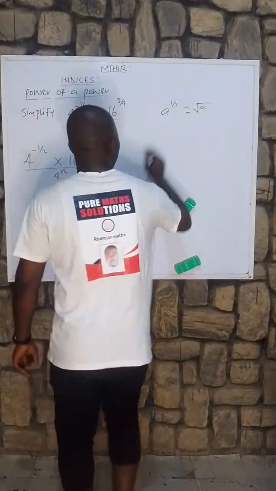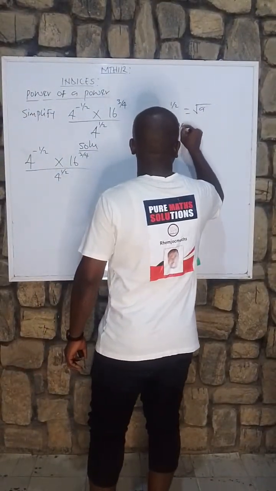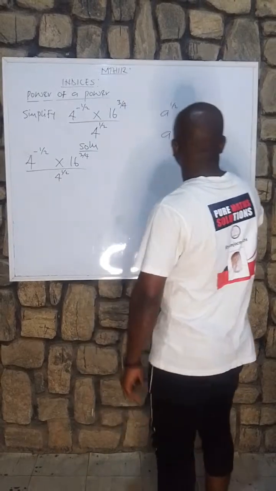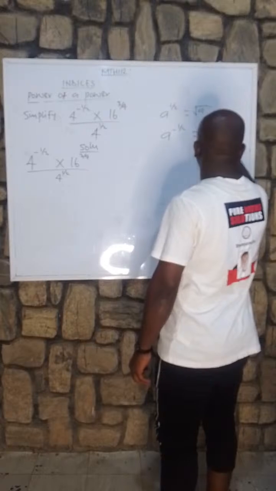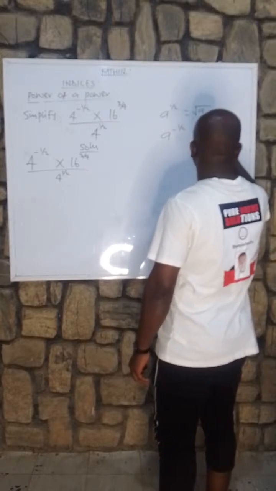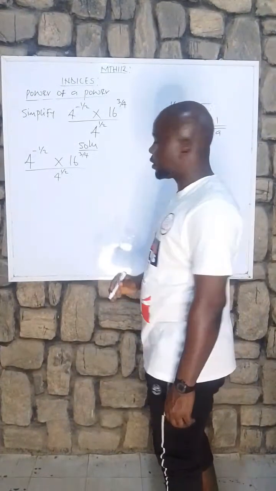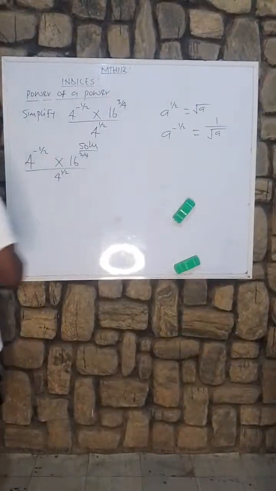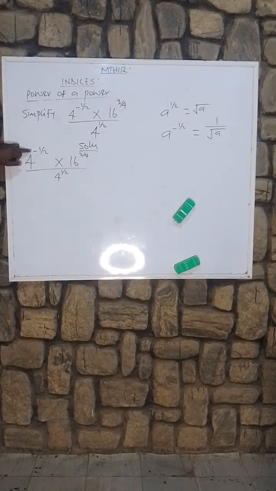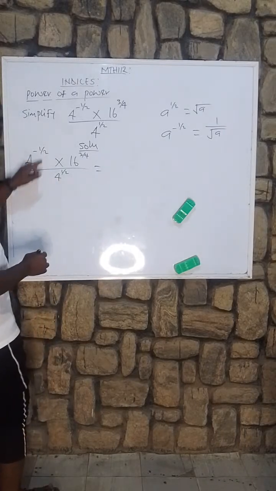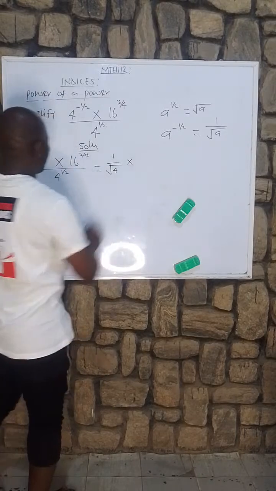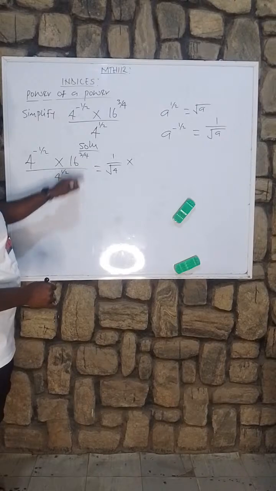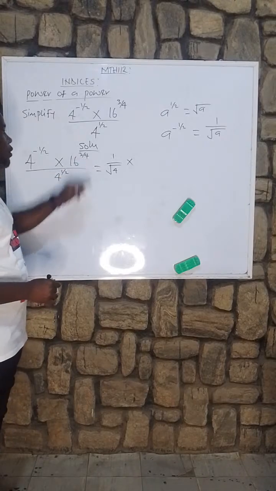So then if we have a raised to the power minus 1 all over 2, this is the same thing as, because of this negative sign, 1 all over square root of a. True or false? Okay? So look at it here. We have 4 raised to the power of minus 1 all over 2. So we can rewrite this in this form: 1 all over square root of 4, times 16 raised to the power of 3 all over 4.